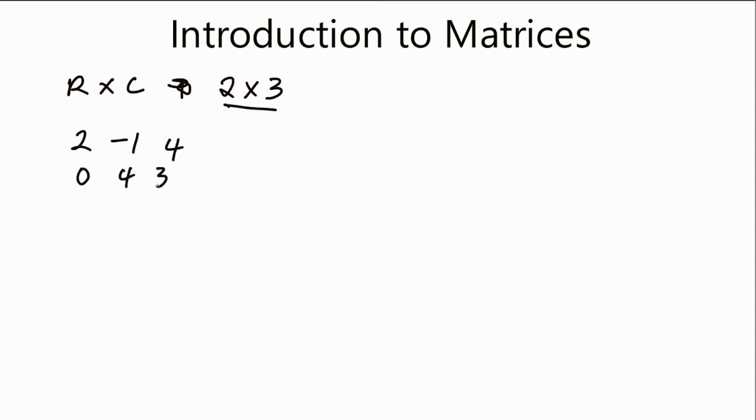Now, one last thing before we conclude this video. Remember we have seen a matrix in terms of rows by the columns. An example of it, we have seen a 2 by 3 matrix. Now, if we look at this example, a 2 by 3 matrix, so that we have 2, minus 1, 4, and maybe 0, 4, and 3.